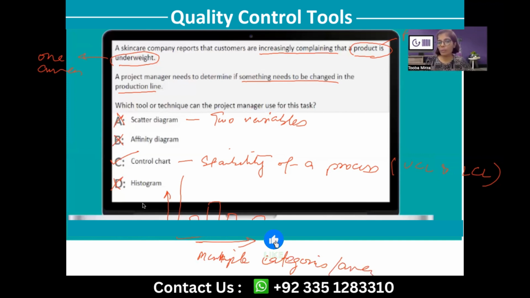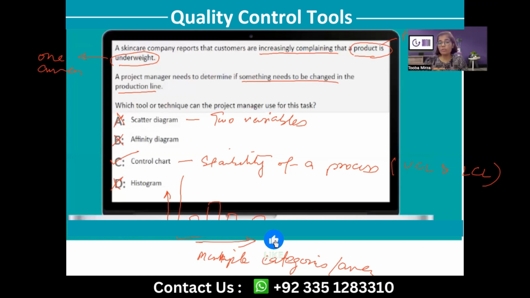Even if it were a Pareto chart, it would have been excluded for the same reason. Maybe someone would say, why can't it be about the length, or the measurements? We can't assume anything beyond what is there in the question. You just have that much knowledge or information, and based on that you need to answer.